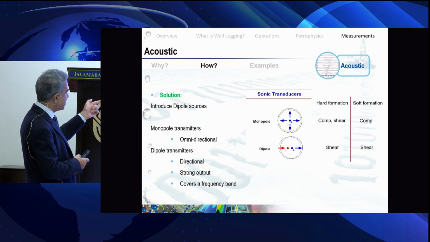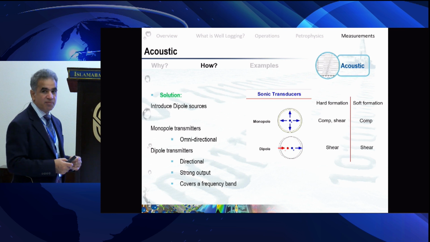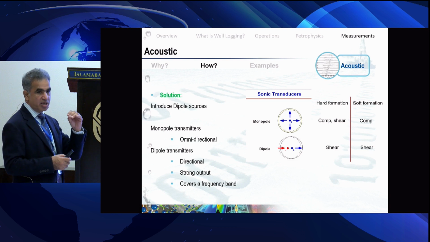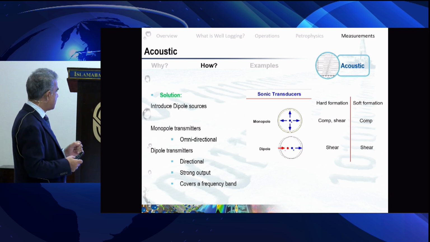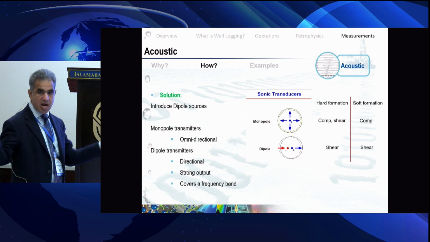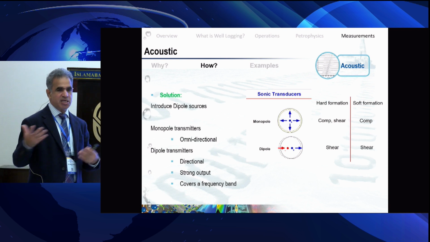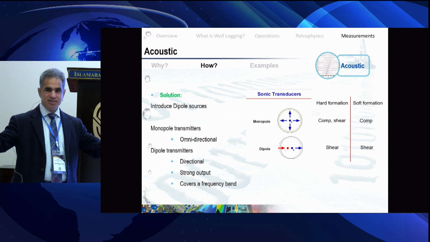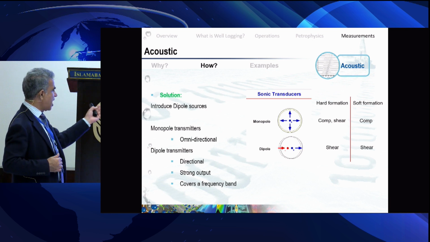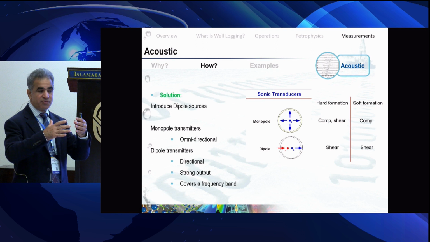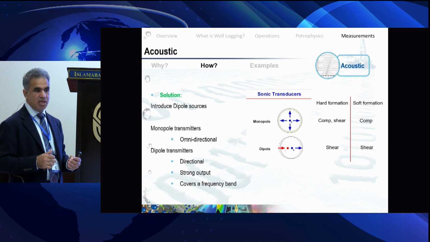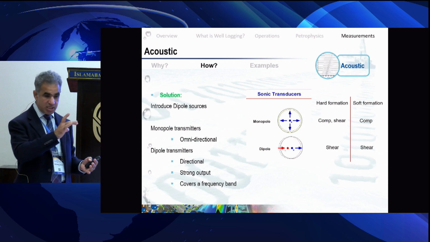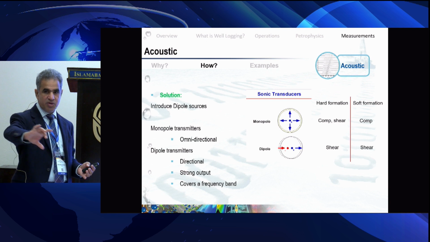So the dipole transmitters are directional and they have a higher output. They use different frequencies, and there is also a frequency band, because when we say fast and slow, it is not one fixed number. The slow could have a wider range. So that's why we need a dipole source which works over a wider frequency band. Geophysicists use the term frequency sweep. They send the sound wave with a certain frequency range.